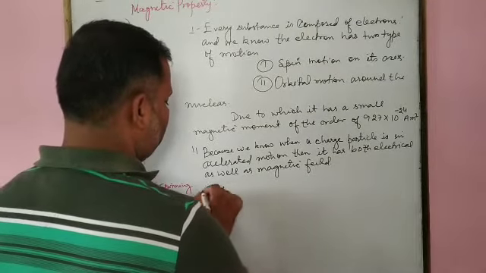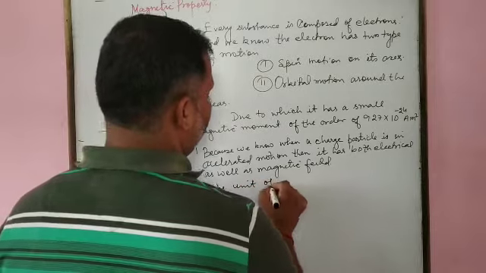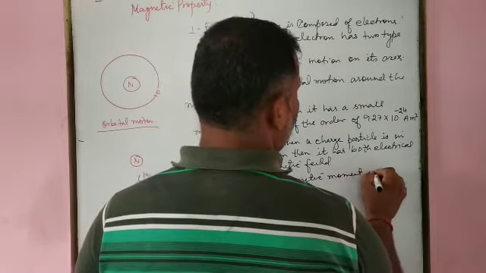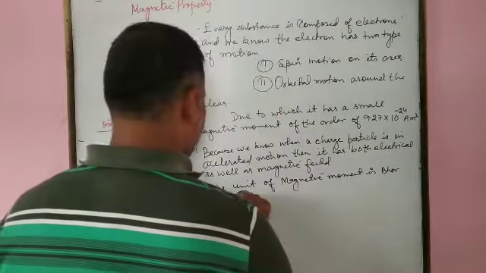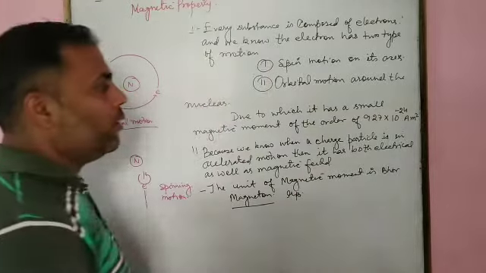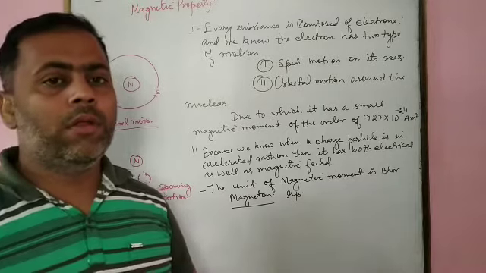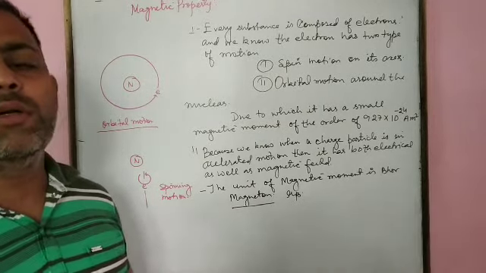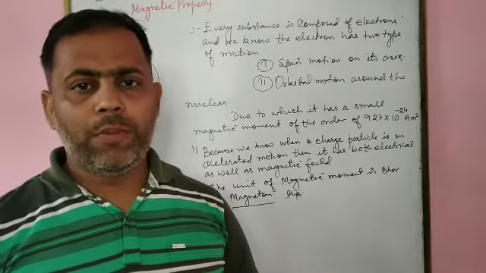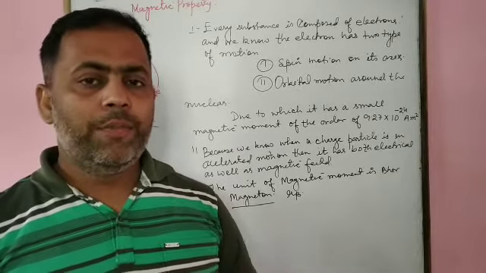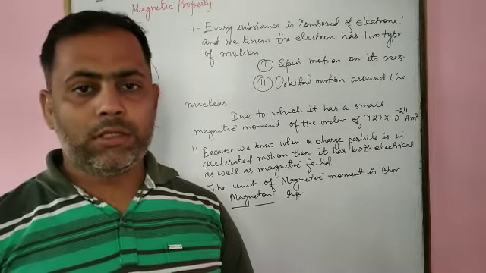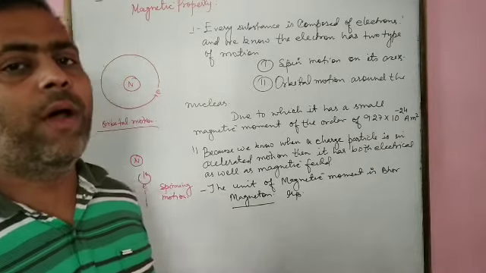The unit of magnetic moment is Bohr magneton, represented by mu B. Based on the magnetic property, the substances are categorized as diamagnetic, ferromagnetic, ferrimagnetic, and antiferromagnetic, based on their behavior in the magnetic field due to difference in the orientation of the electrons. Let us discuss them one by one.